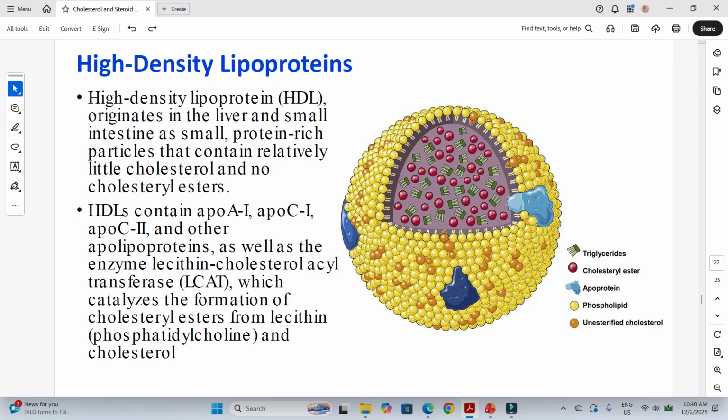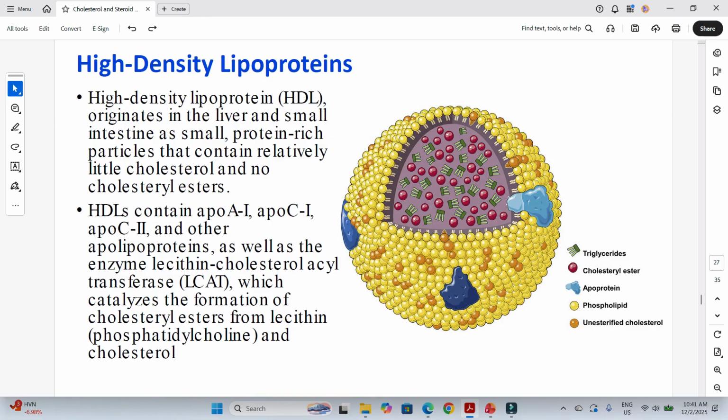Now, the high-density lipoproteins originate in the liver and small intestine as small protein-rich particles that contain relatively little cholesterol and no cholesterol esters, okay? So from the liver, from the small intestine, no cholesterol esters, okay? Now, HDLs contain ApoA1, ApoC1, ApoC2, and other apolipoproteins, as well as the enzyme lecithin cholesterol acyl transferase, LCAT.